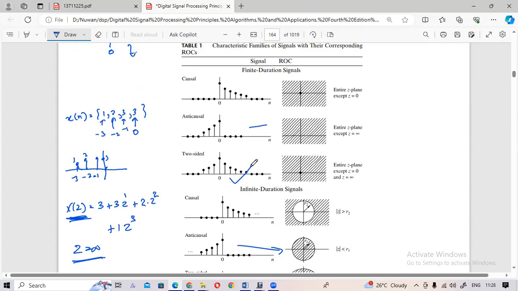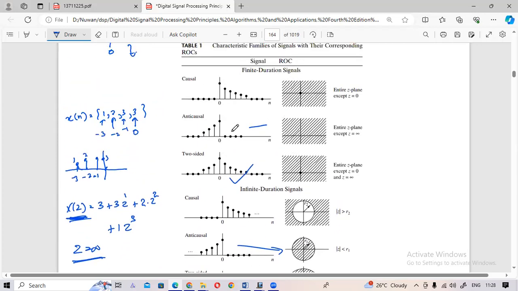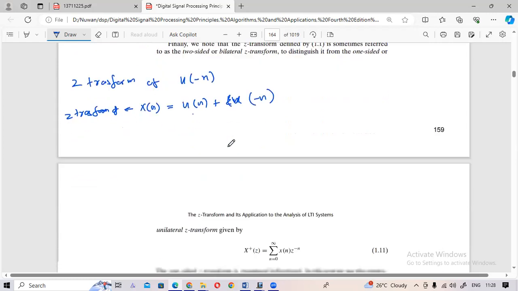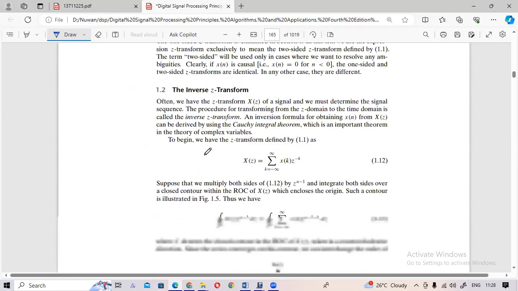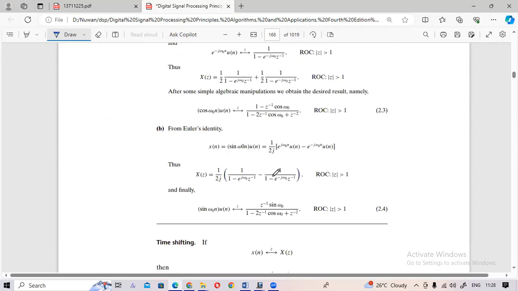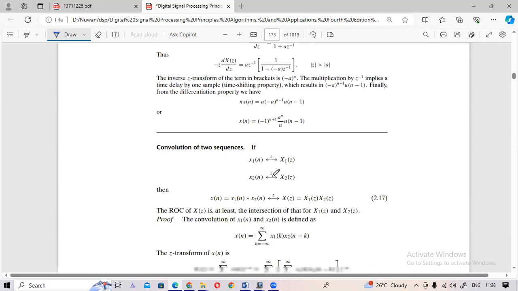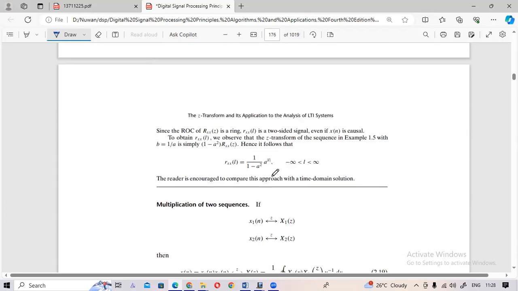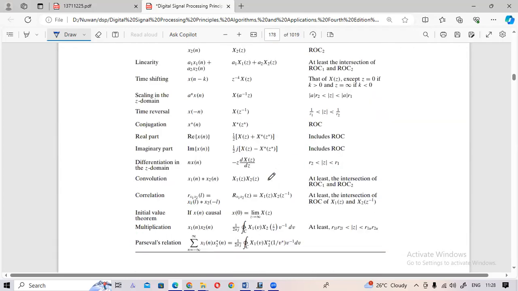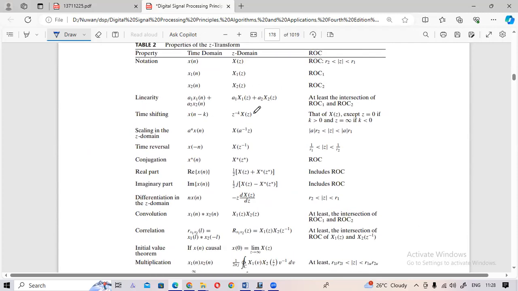Some common characteristics are given here. Now it is better to go to the Z transform properties. There are several properties we sometimes have to use when we are finding the Z transform. These are the properties of the Z transform.